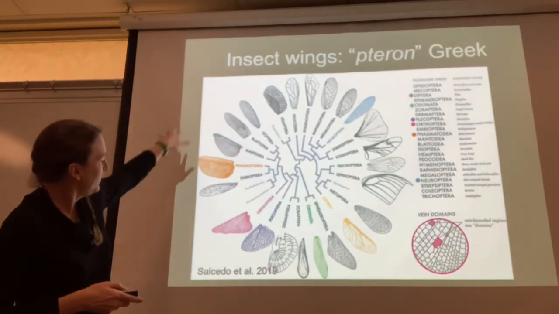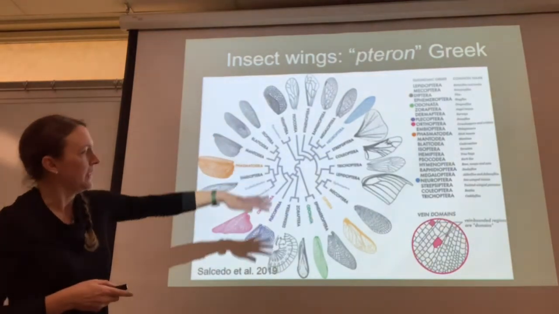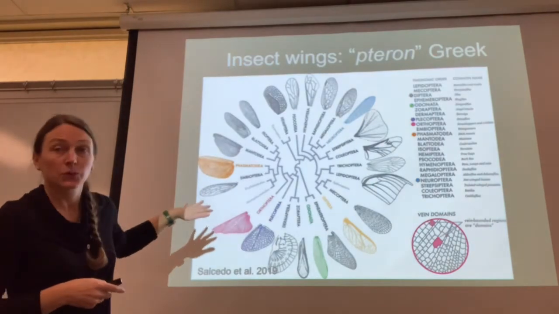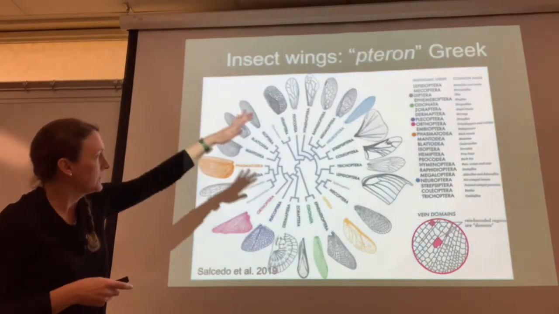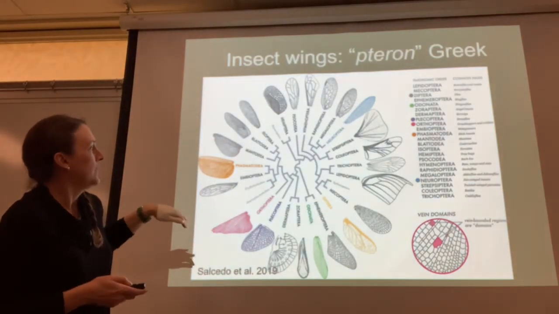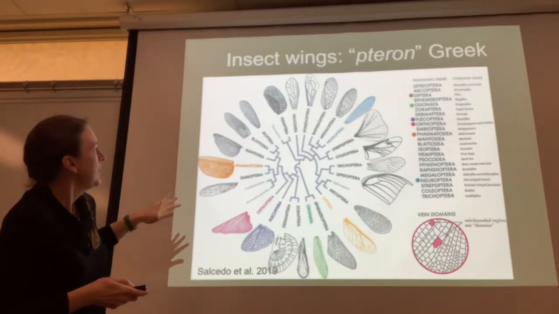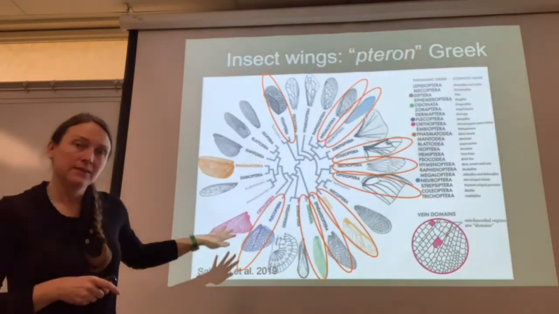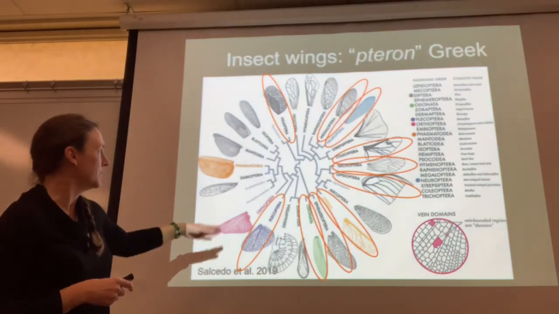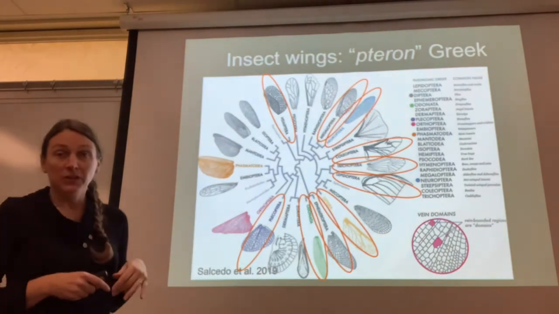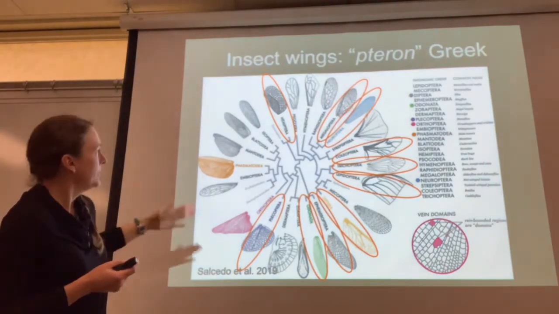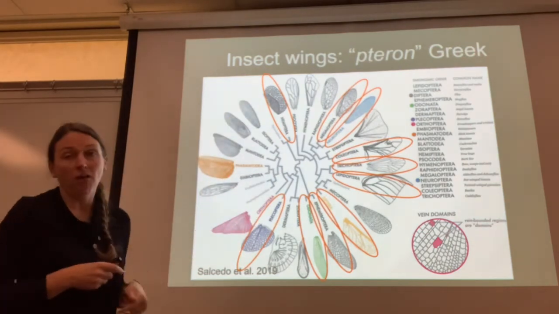And this is a figure from Salcedo et al. from last year, showing some really cool evolutionary connections among these orders of insects and wing venation patterns. And I just circled all of the aquatic insects so that you could kind of get familiar with them. We're going to talk about each of these orders separately, but you can see there are aquatic insects in a lot of these orders.